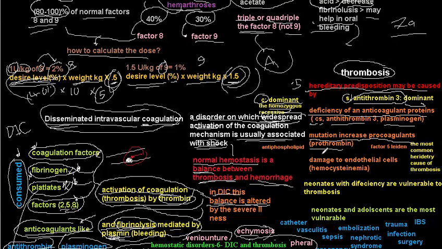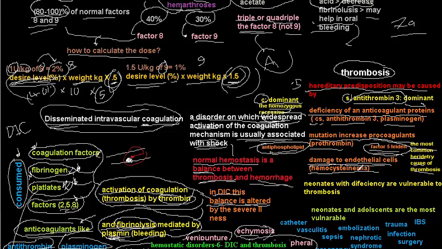What else can cause thrombosis? Damage to the endothelial cells, what we call homocystinemia, may lead to thrombosis. Factor 5 Leiden. Okay, factor 5 Leiden is the most common hereditary cause of thrombosis. So remember always factor 5 Leiden. Okay, the antiphospholipid antibodies may lead to thrombosis. Don't forget: deficiency in the anticoagulant factors, increase in the procoagulant factors due to mutation, the factor 5 Leiden, very important, and antiphospholipid antibody syndrome.